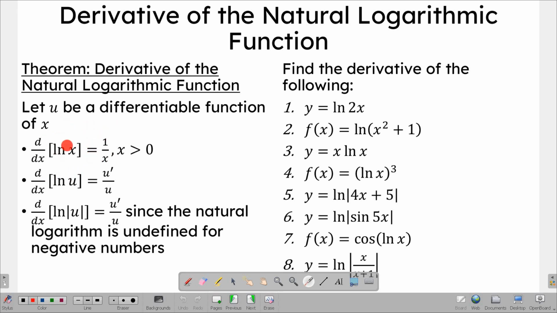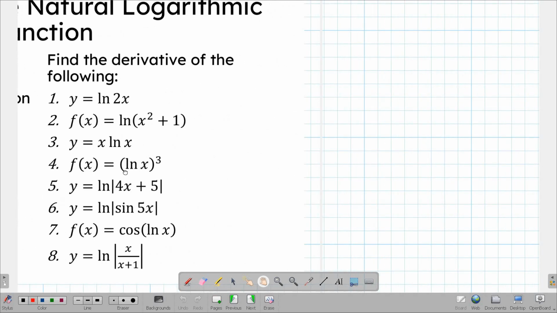Now, the derivative of a natural logarithmic function is such. The derivative of ln x is 1 over x. Hence, the derivative of ln u is u prime over u, u being a differentiable function of x. Since the natural logarithm is undefined for negative numbers, it is sometimes written with an absolute value, although sometimes you don't need to.